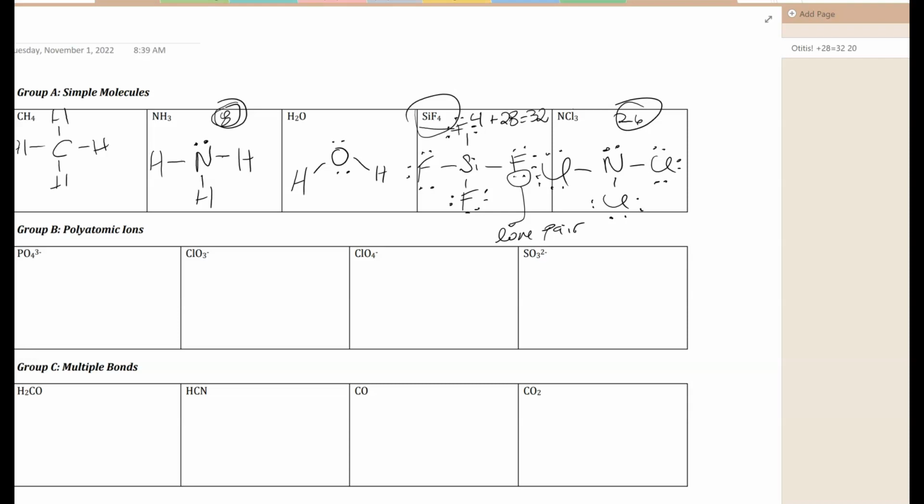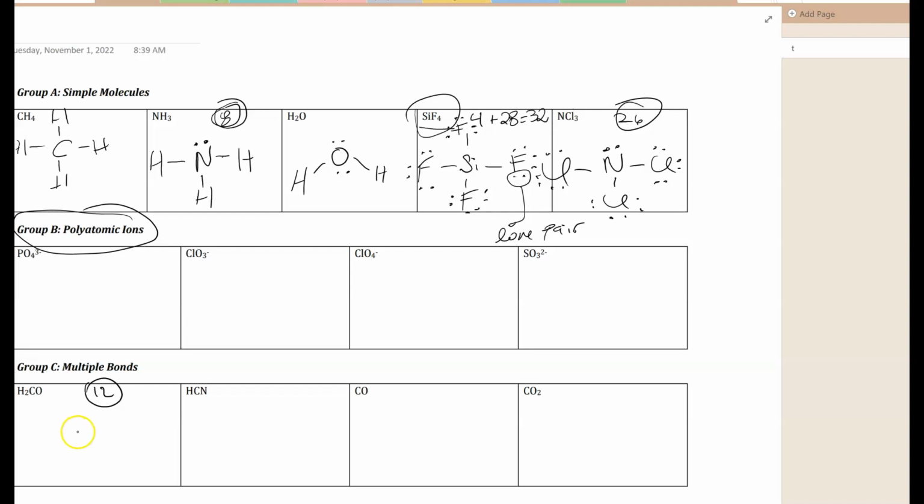Now, we'll hold on to the polyatomic ions for now and switch on to multiple bonding. Let's look at this compound, H2CO. So 2 valence electrons from the hydrogens, 4 from the carbon, and 6 from the oxygen. So you have 12 to account for. Now, how would we draw this?